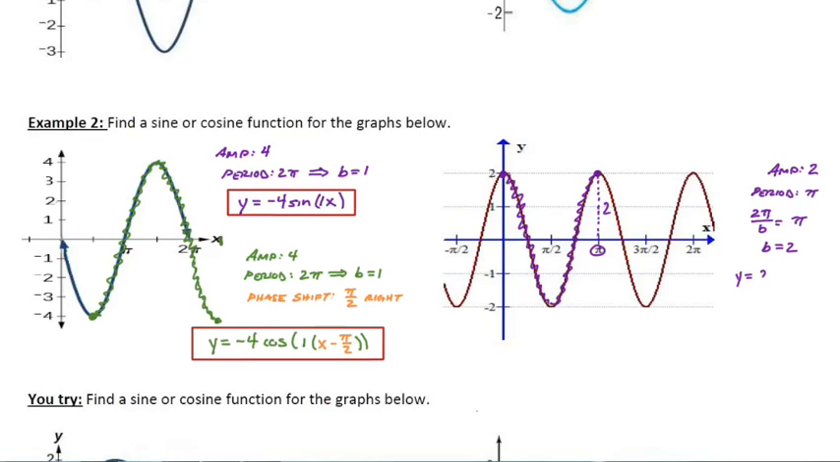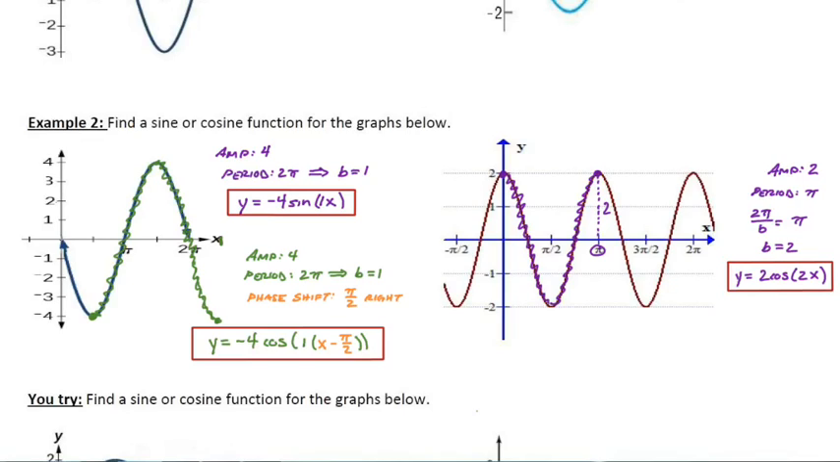I'm going to write a cosine function for this first. So y equals 2 would be the coefficient because cosine starts above the midline going down. And then cosine of 2x. And that's it. So that's the equation of this graph if I'm thinking of it as a cosine equation.